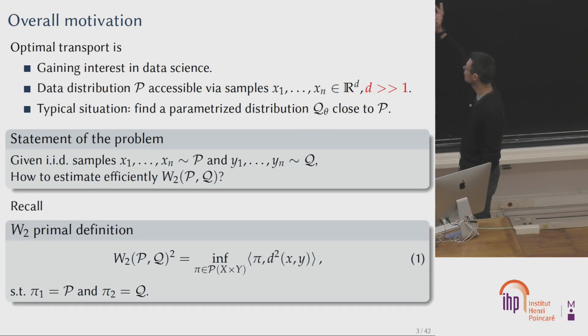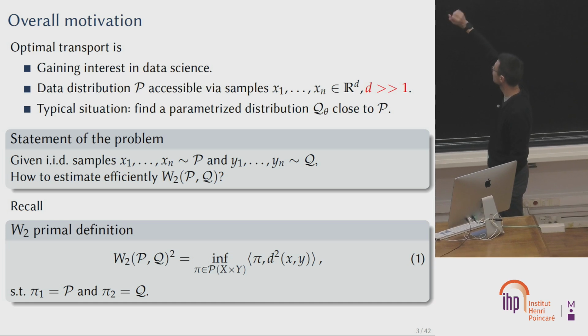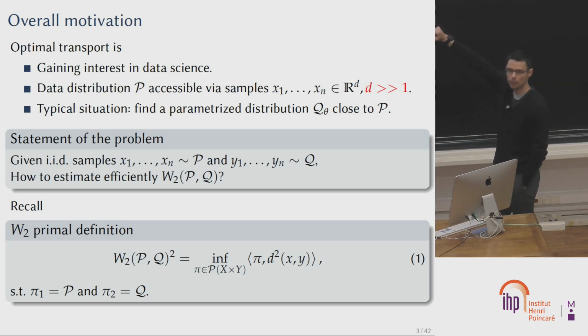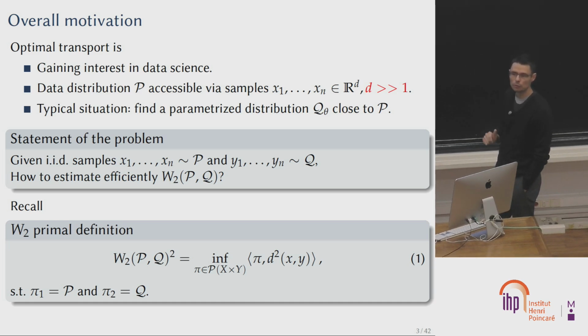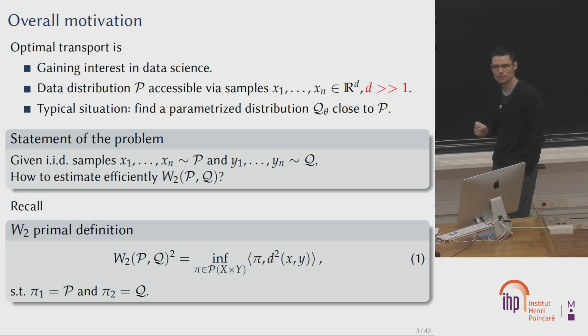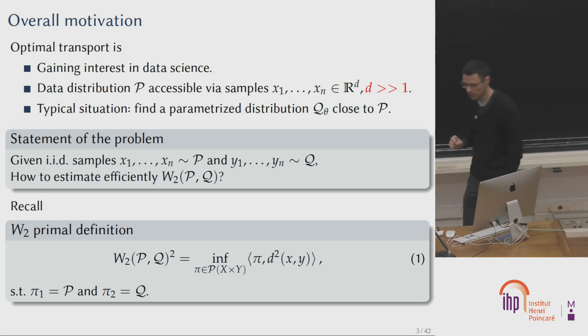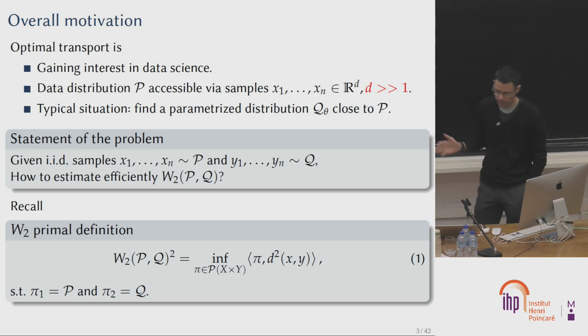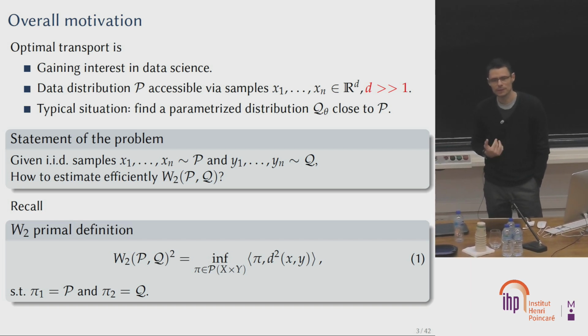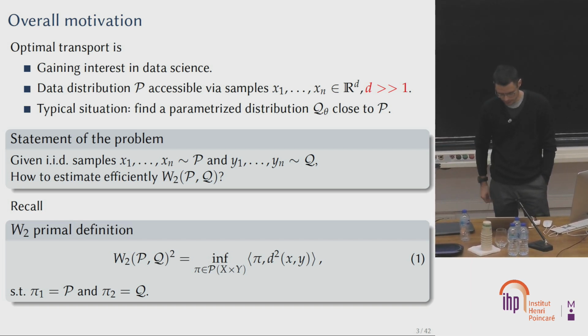And so this is really a linear optimization problem, and you have the cost in the formulation, and for W2, it's taken as the distance squared. But here, I will be working on the Euclidean space, so the distance squared is the Euclidean distance squared. Okay?